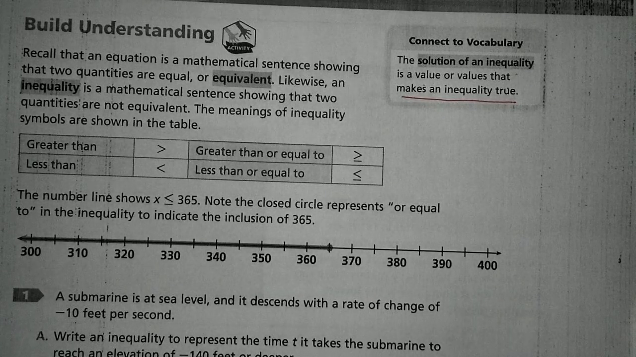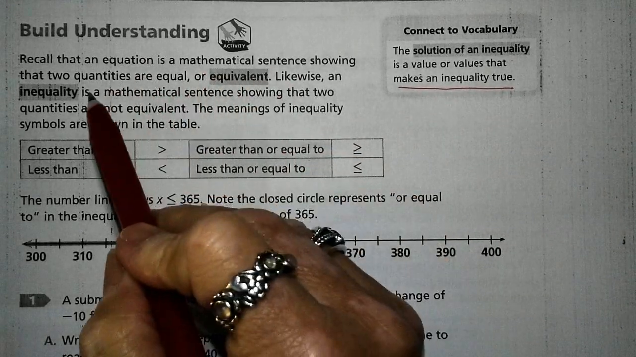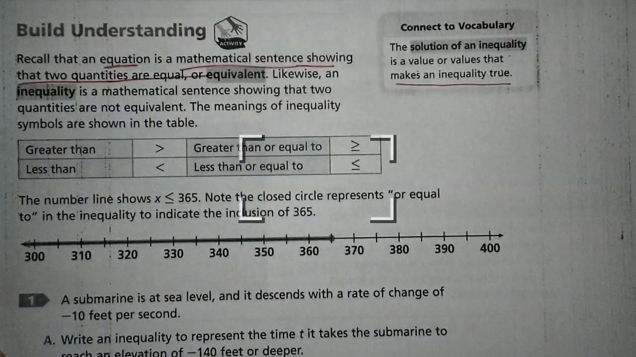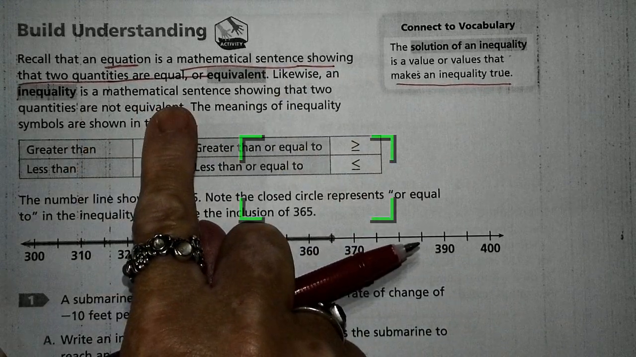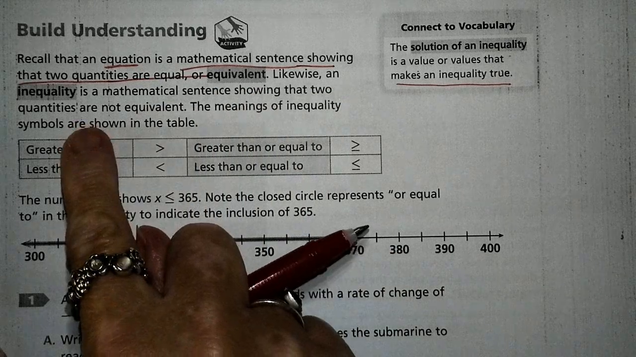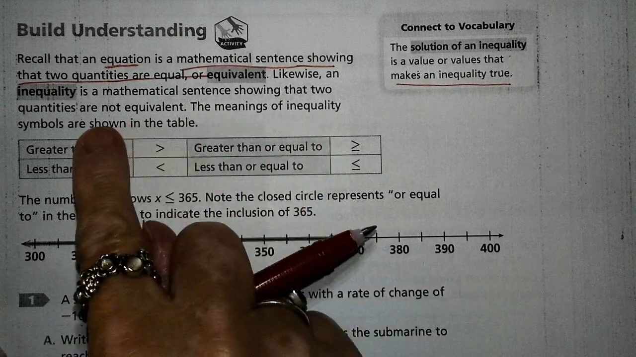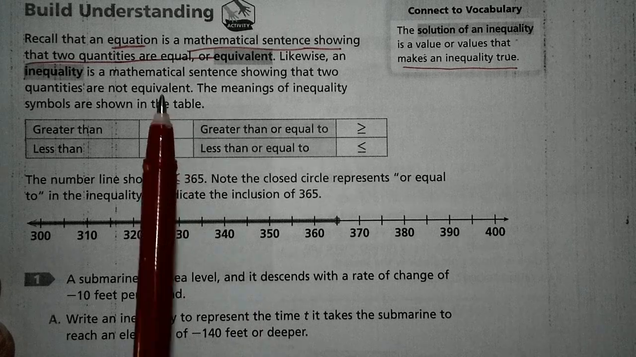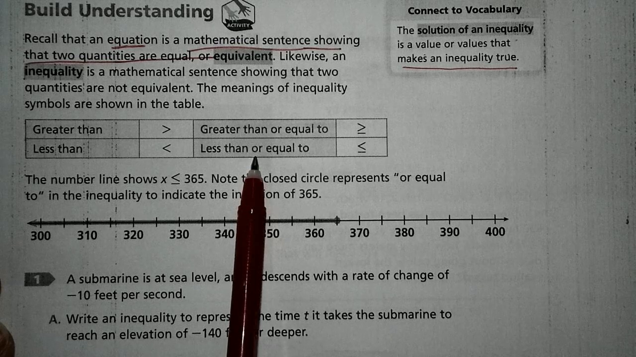Okay? So it says, recall that an equation is a mathematical sentence showing that two quantities are equal. So equation, mathematical sentence showing two quantities are equal or equivalent. Likewise, an inequality is a mathematical sentence showing that two quantities are not equivalent. The meaning of inequality symbols are shown in the table. So we've already kind of gone over that, right? So greater than, less than, greater than or equal to, less than or equal to.